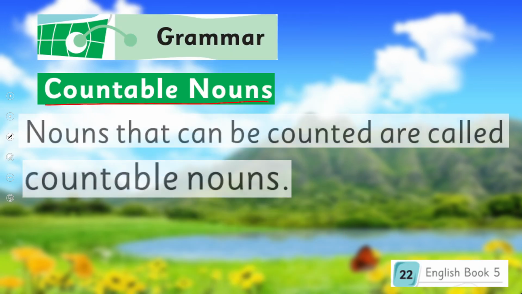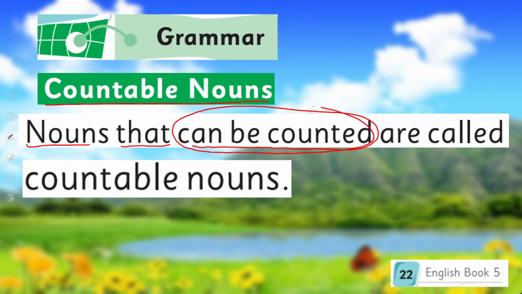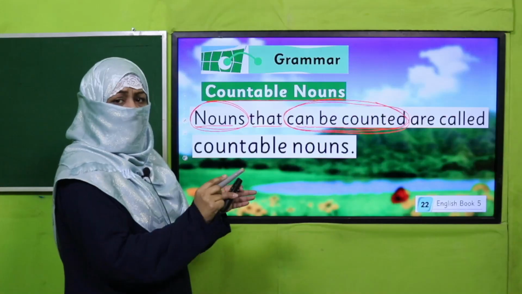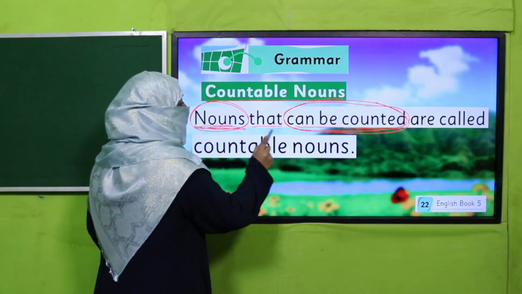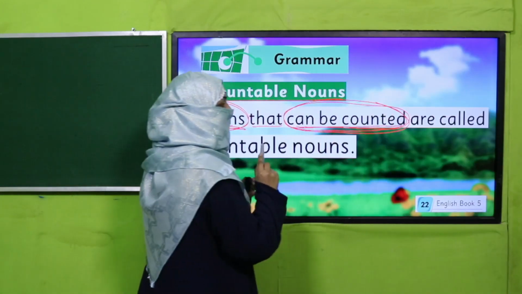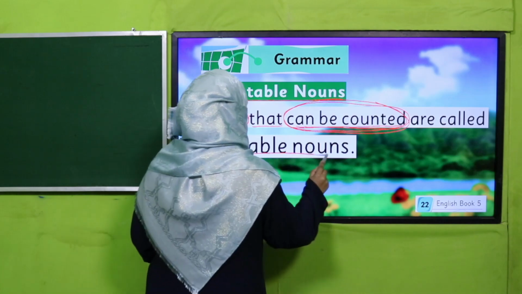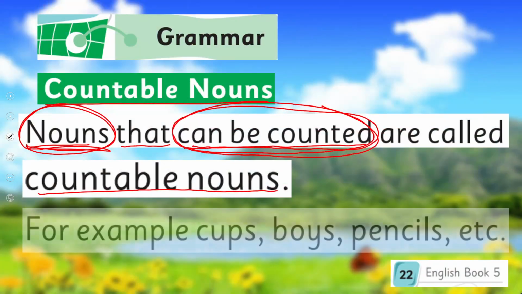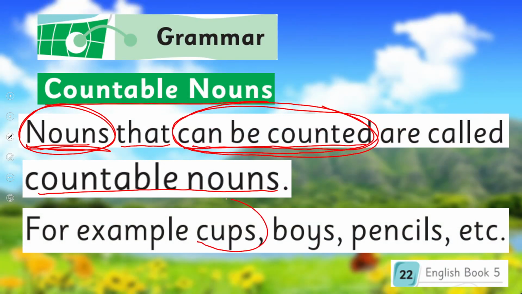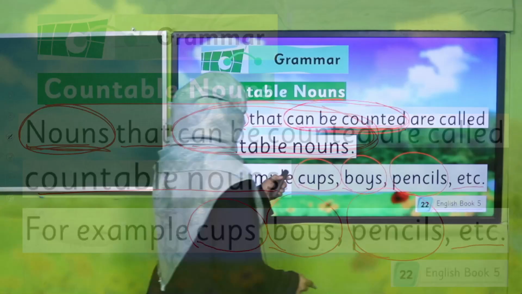Countable nouns: nouns that can be counted. And we know what nouns are. Everything around us, people, person, places, anything. Everything is a noun. What we can count is countable. We can count, it is called a countable noun. For example, cups, boys, pencils, etc.